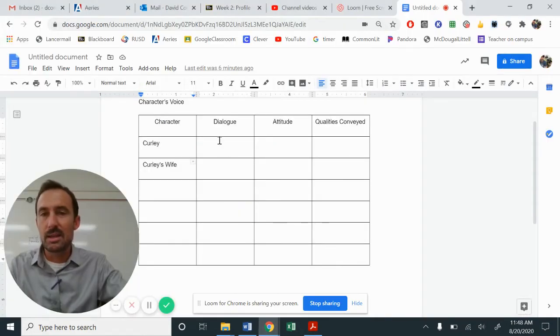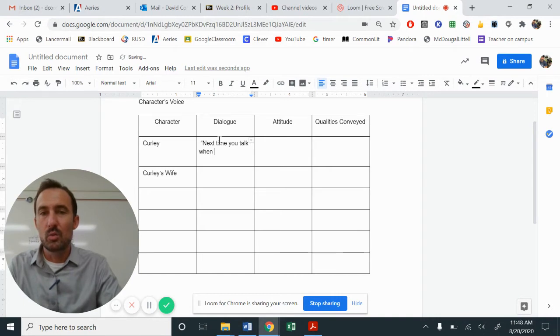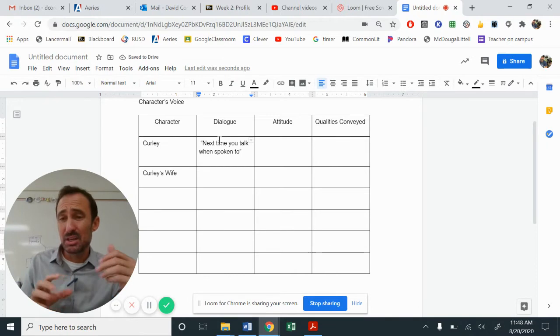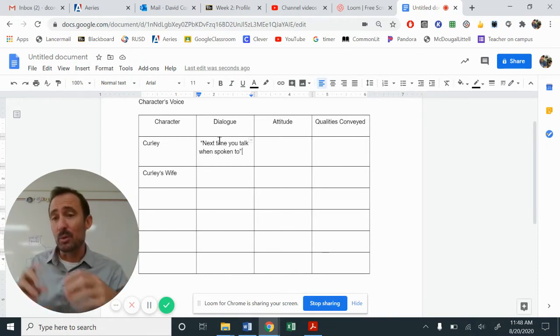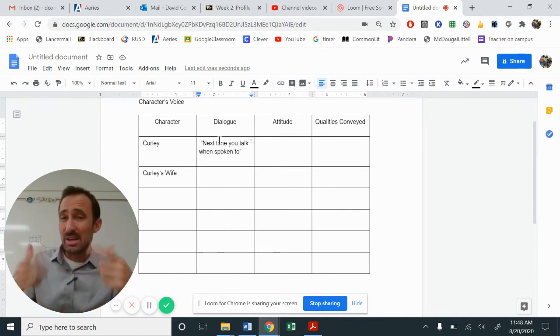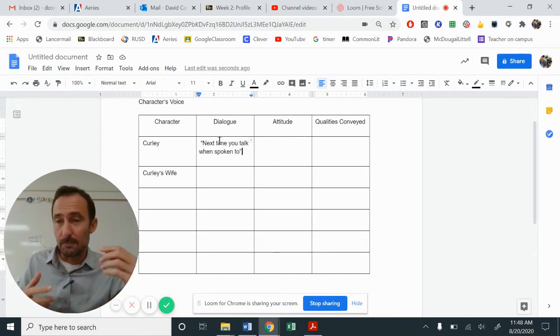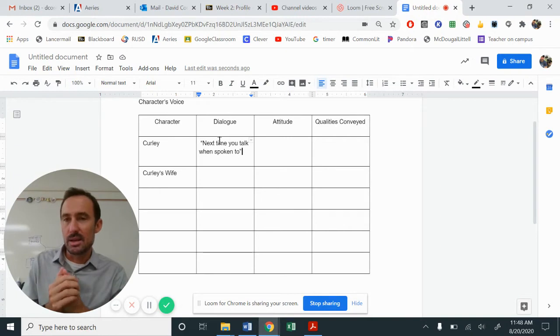I like that line right there. Well, next time you answer when you're spoken to. Okay, let's put that into our chart right here. Next time you talk when spoken to. Now, that doesn't sound grammatically correct. John Steinbeck is writing in a way that farmers would talk in the early 1900s. So that right there already helps us pick up on his dialogue. Curly's probably not an educated individual. Next time you talk when you've spoken to, like he lives on the farm. He's working. He doesn't have time to go to school and get an education.